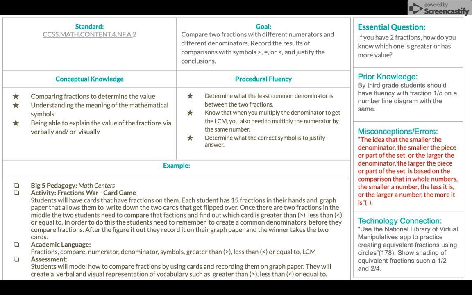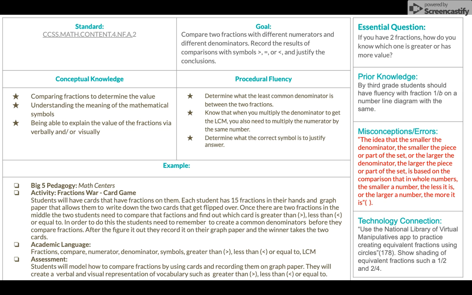Something we need to think about for the essential question is, if you have two fractions, how do you know which one is greater or has more value? So it's being able to compare, because you could have different fractions and one may look bigger because it has bigger numbers, but that doesn't mean it has more value. So that's something that we need to think about.